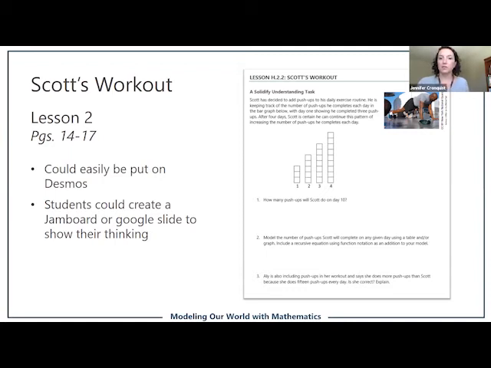So this is another one that you could easily put on Desmos. You could have students work in pairs and have them create a Jamboard or a Google slide showing the thinking behind this problem. So there's lots of different options with this activity in order to make it work virtually.